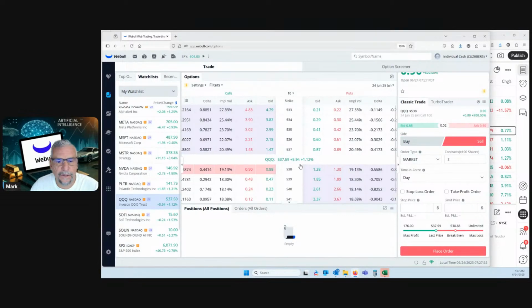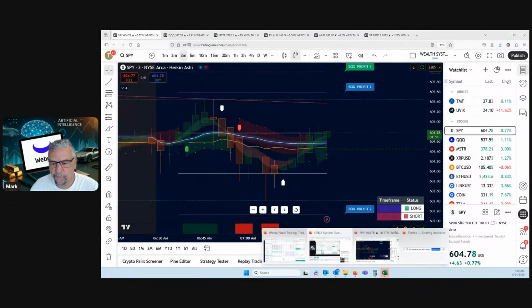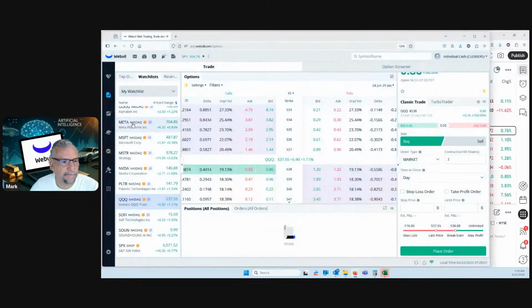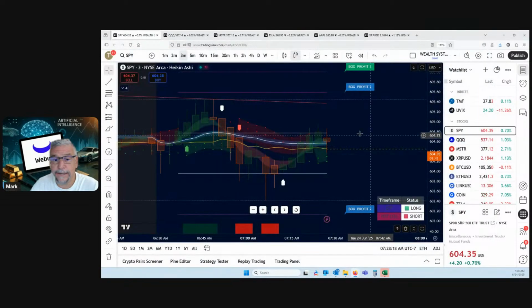Right now I'm in a QQQ just as a placeholder here, but when I do see something I like, I can come here and go to Microsoft, MSTR, NVIDIA, Palantir, SPY, Tesla, Apple, AMD, Amazon, and I can add to the watch list any stock or ETF that I want to trade.